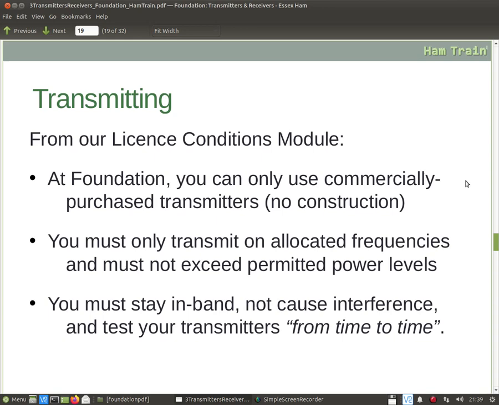From our license conditions module, we know that at Foundation you can only use commercially purchased transmitters. You are not allowed to use a constructed transmitter. You must only transmit on allocated frequencies and must not exceed permitted power levels. And you must stay in band, not causing interference, and you must test your transmitters from time to time. You may also get a question in the exam about this, and "from time to time" is an important phrase to remember.